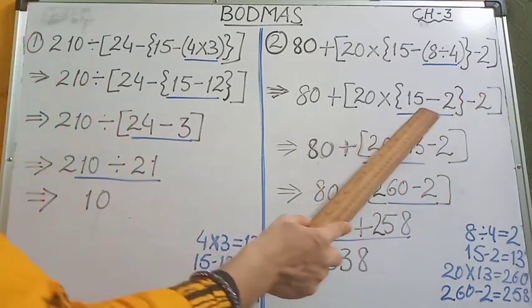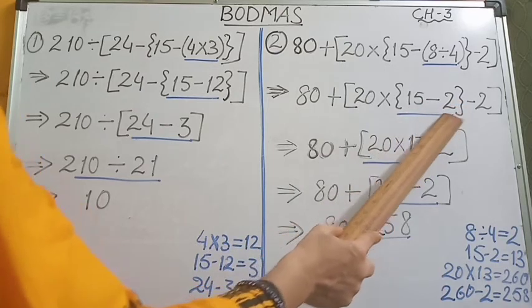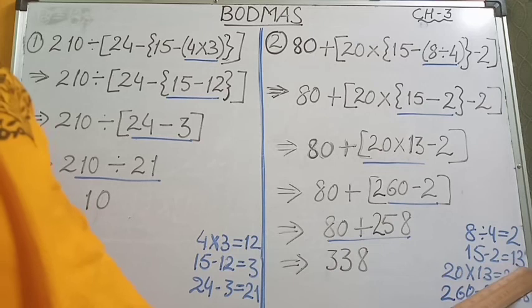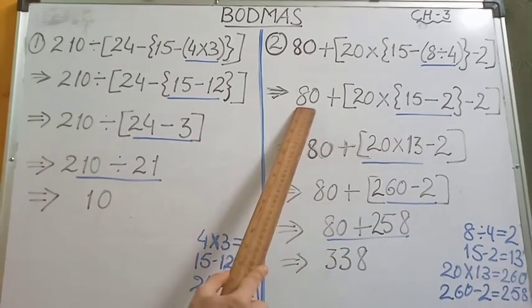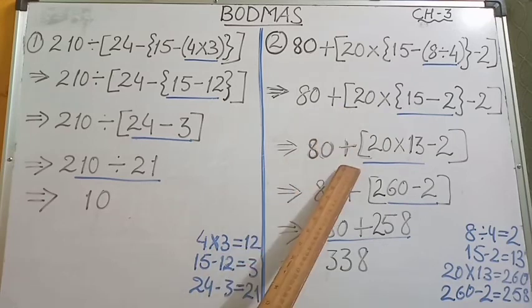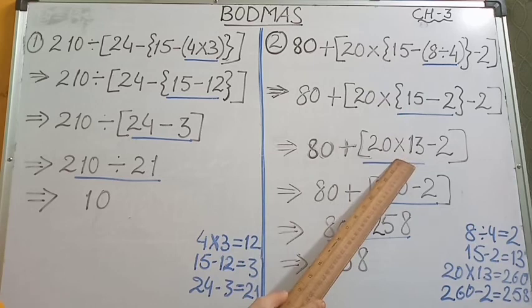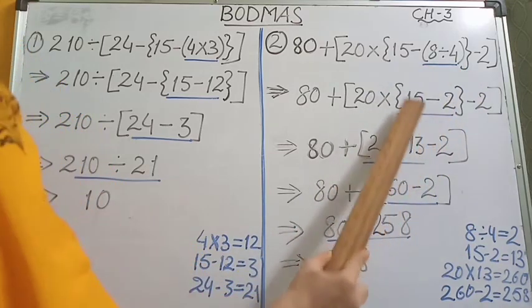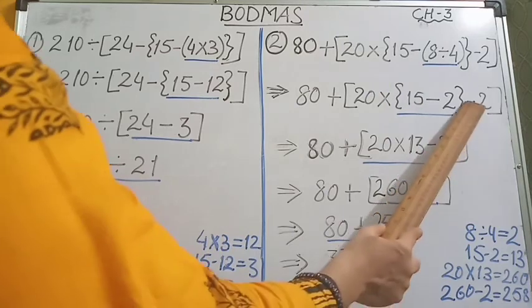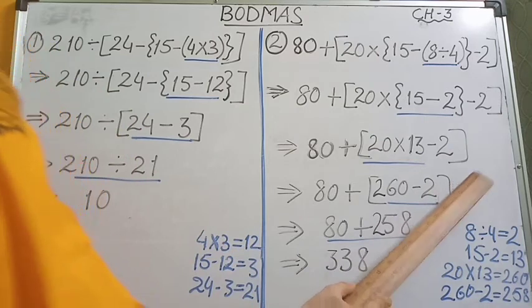Now we have the curly bracket. So 15 minus 2 is there in the curly bracket. So 15 minus 2 is 13. So in place of this curly bracket we will write 13. So 80 plus square bracket, then 20, then multiplication, then in place of the curly bracket we write 13, then minus 2, then square bracket close.